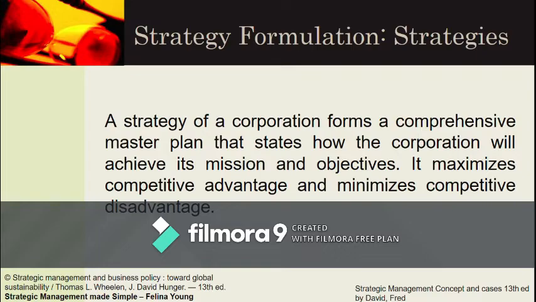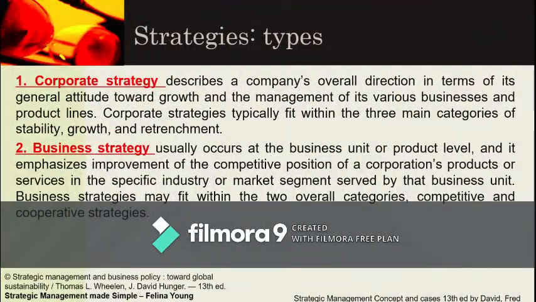And then there are types of strategy. The corporate strategy, there are three. The corporate strategy describes a company's overall direction in terms of its general attitude towards growth and the management of its various businesses and product lines. Corporate strategies typically fit within the three main categories of stability, growth, and retrenchment. So, when you're talking about the corporate strategy in a pyramid, this is what is on top. Okay? This is the top.